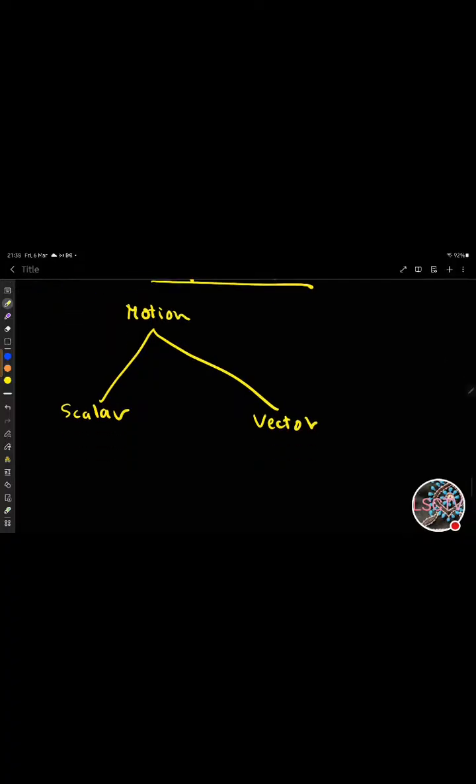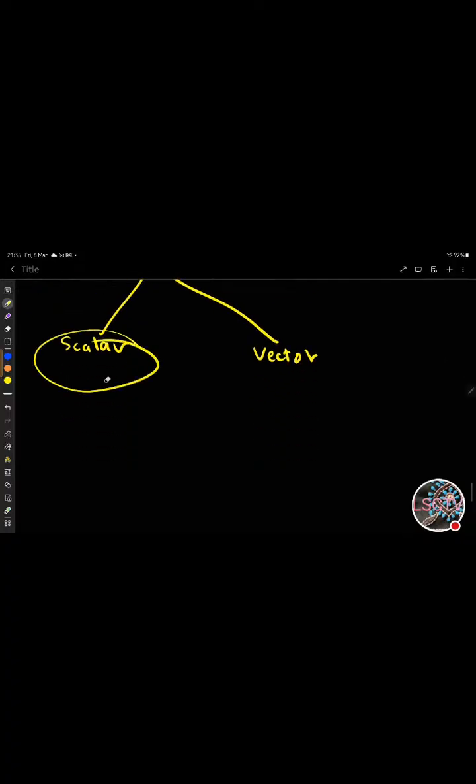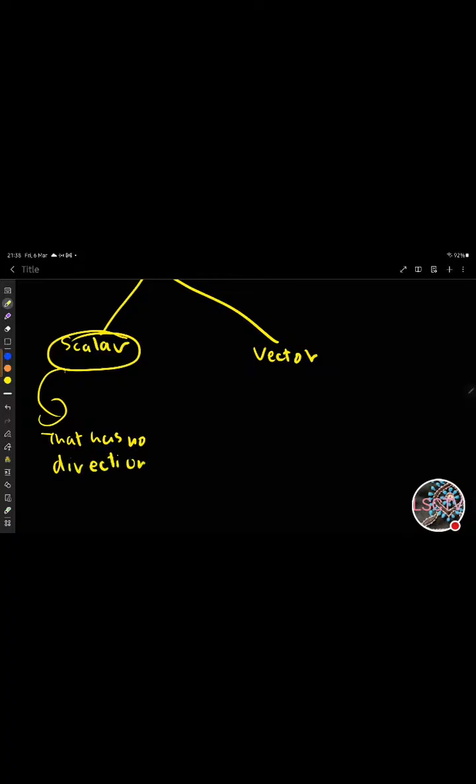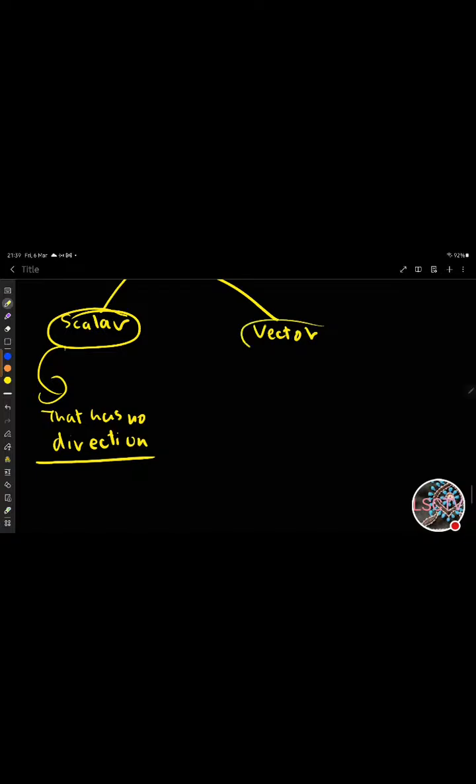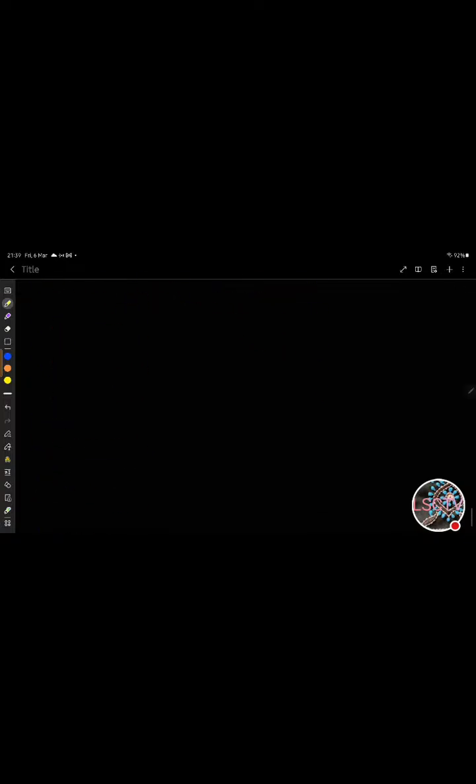Fine. So, what is a scalar quantity? A scalar quantity is a quantity that has no direction. It does not need a direction to be specified. For example, you have distance, speed. No, a vector quantity. No. Okay. Remember that again. Let's go back to 8th grade.